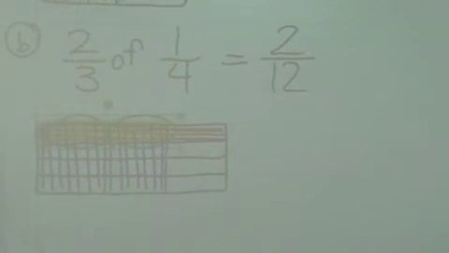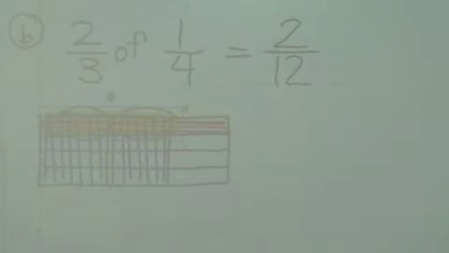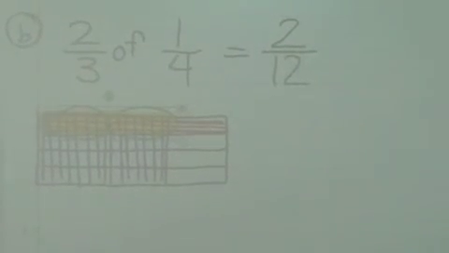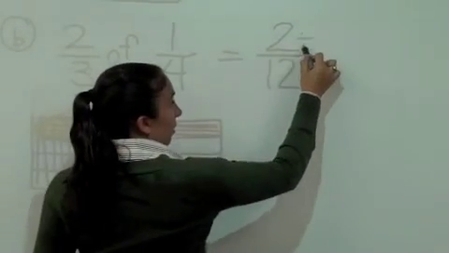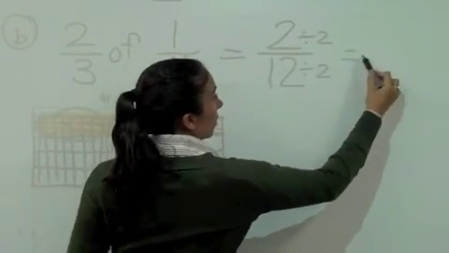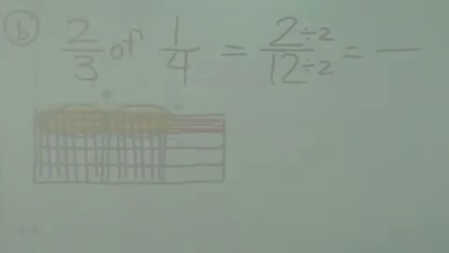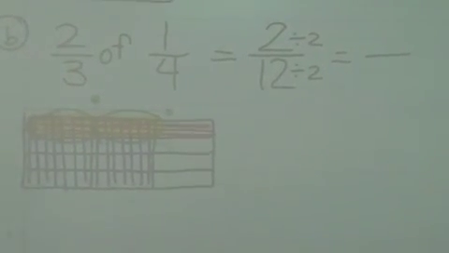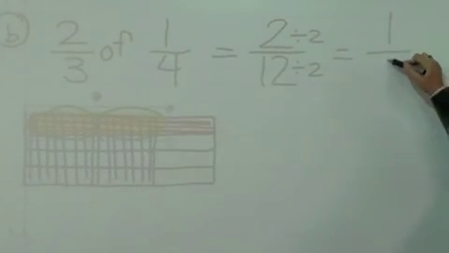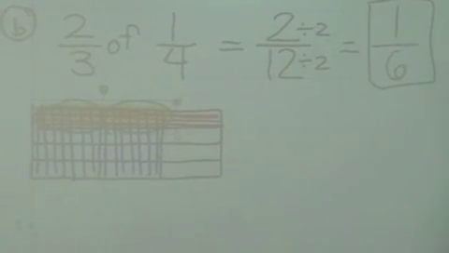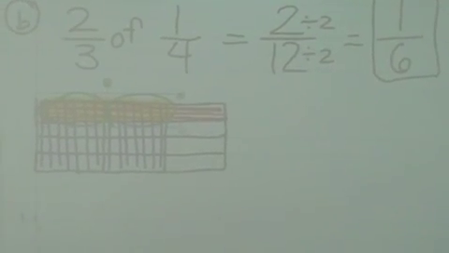All right, let's make it good. What goes into 2 that also goes into 12? We can use 2. Divide by 2 on top, divide by 2 on bottom. Quiet hand, what's 2/3 of 1/4? Say it if you know it. 1/6. Box it up.